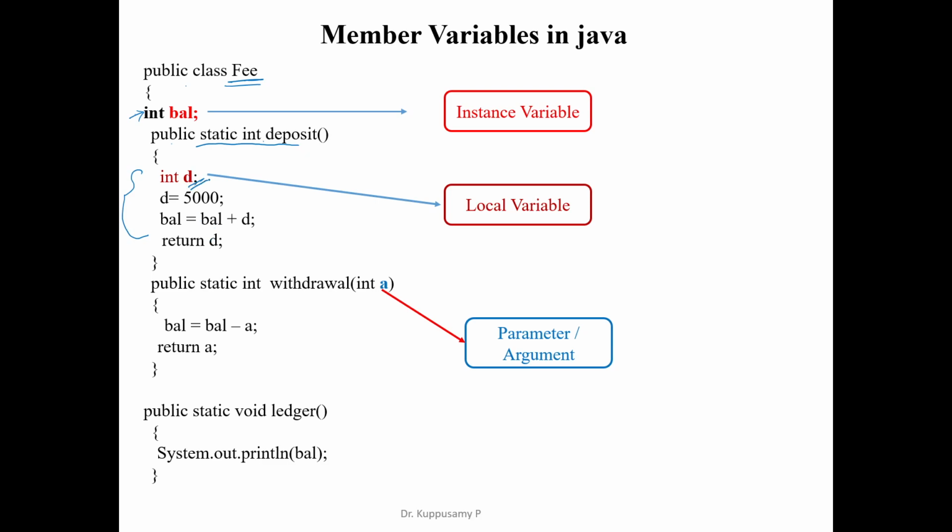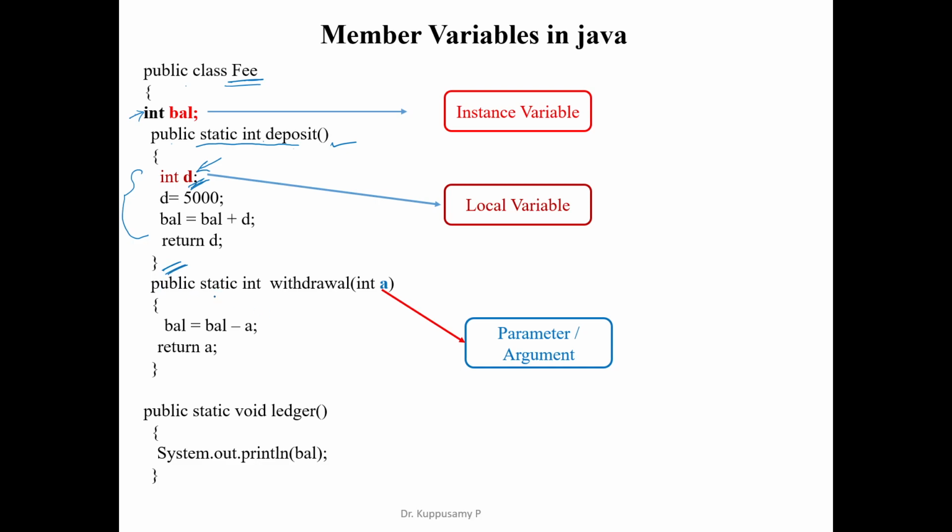The variable d is declared inside the method deposit. So this variable cannot be used in other methods. That's why this variable is called a local variable to the method deposit, right? This d is a local variable to the method deposit. We cannot use this variable outside of this method. The scope of this variable is only inside the deposit method.